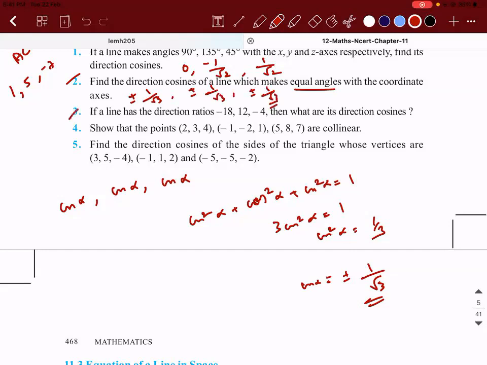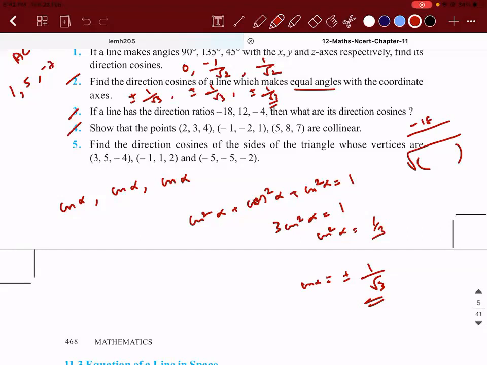Okay. Third one, you can do it. If the direction ratios are -18, 12, and -4, what are the direction cosines? So it will be -18 divided by square root of everything. Then it will be 12 divided by square root of the square of everything, that is 18 square plus 12 square plus 4 square. And it will be -4 divided by square root of 18 square plus 12 square plus 4 square.